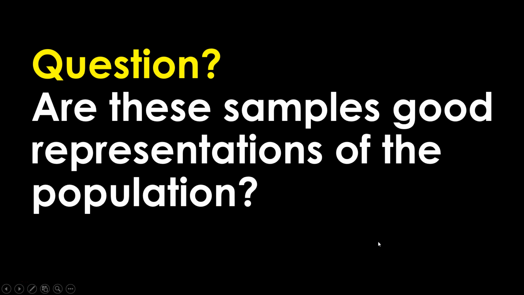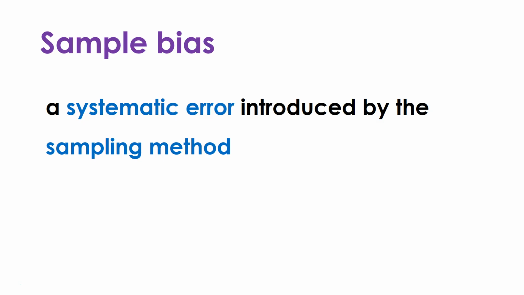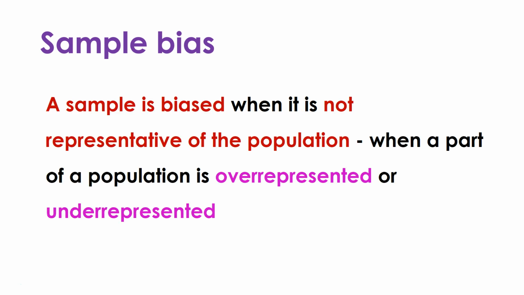Now, are these samples that we've gotten good representations of the general population of students or the general population of people? Well, not necessarily, because depending on how you do it, you're going to introduce something called a sample bias. A sample bias is a systematic error, i.e. an error from the methodology itself that you introduce by the way you take that subset from the general population. It's going to be biased if that subset is not representative of the population, i.e. if some demographics are overrepresented or other demographics are underrepresented compared to the general population itself.